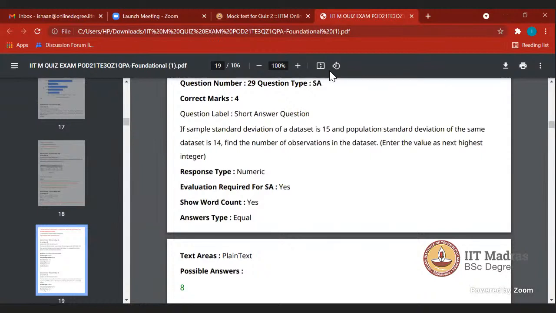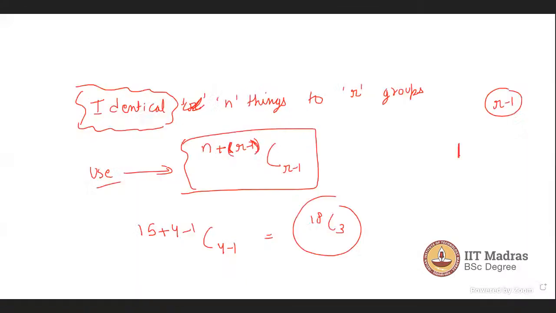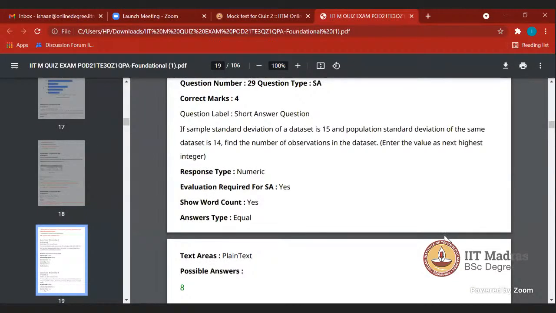Standardization. Okay, I will do this in the live session also. Sample standard deviation is 15. Population standard deviation is 14. Sample is 15, population is 14, right? Is it standard deviation or variance? No, standard deviation.